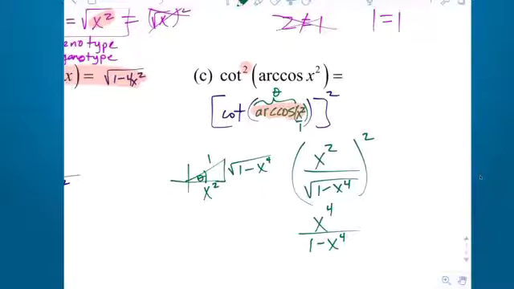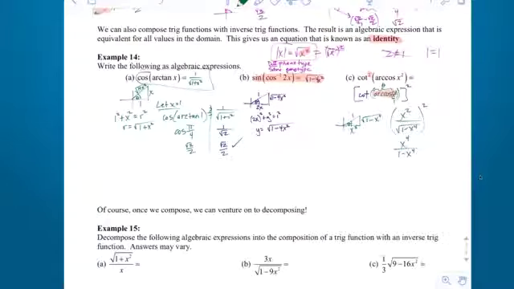Okay? I think that's a good place to stop. We actually didn't finish. I don't want to rush example 15 because it's going backwards. We're going to be decomposing algebraic expressions into trigonometric ratios, and it's always a little more fun to go backwards.